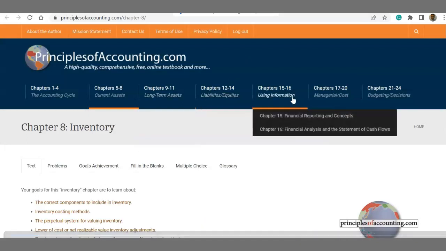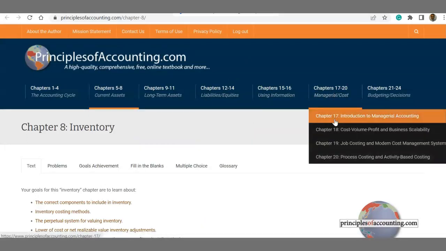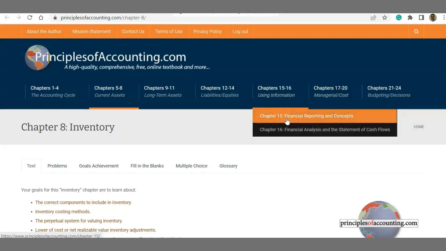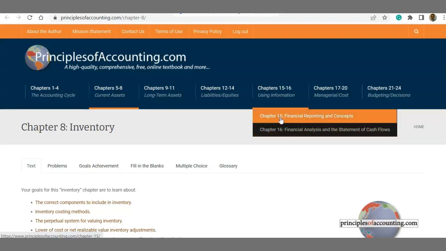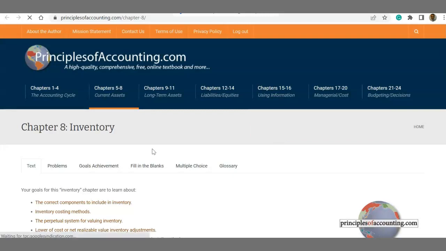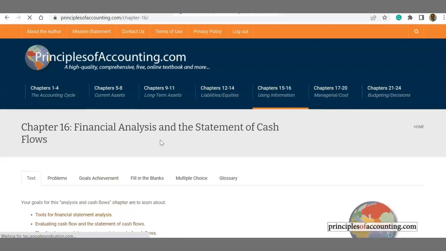In regards to ratios that you were asking, I believe financial reporting, financial analysis. I believe chapter 16 might be better, might be chapter 15, but 16 is better. So let's go to 16 and I will show you all those ratios in one place. And bottom line, imagine you have no book.